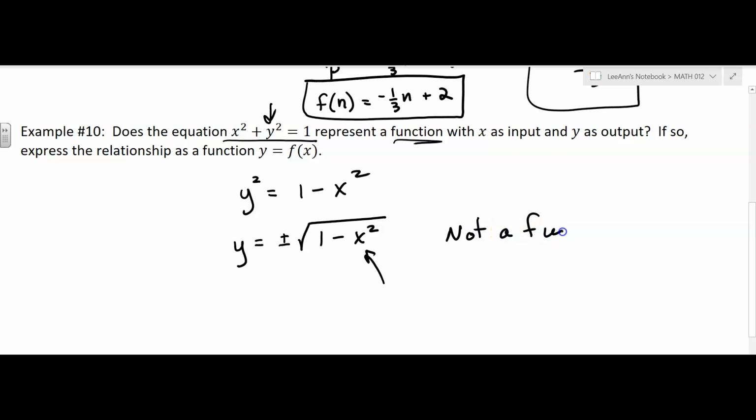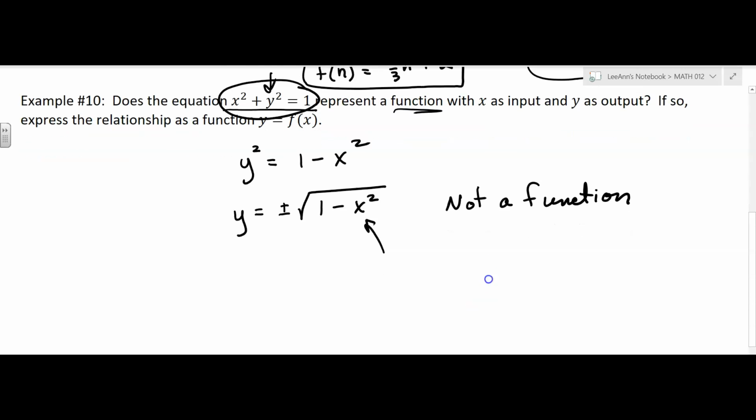I hope that makes sense. I think the numbers could have been written just a little bit better for us on this example. But this is actually the equation of a circle. And if you think about a circle, that's not going to be a function because it's got two outputs, right? For an input. So, okay. That is that.